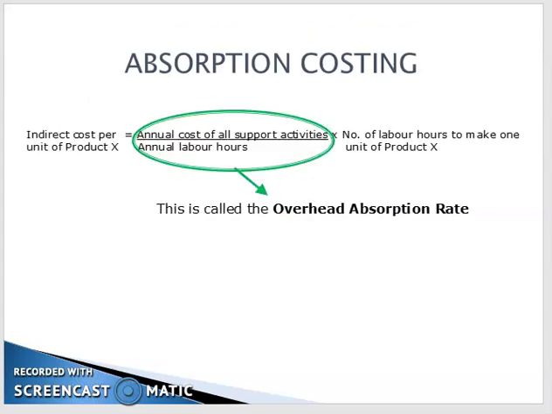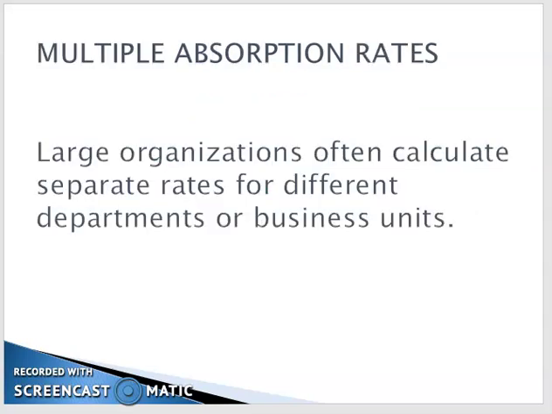So here is the formula from before, adjusted to make the activity just labour hours. The ratio in the green circle we call the overhead absorption rate. Large organisations often calculate separate rates for different departments or business units.